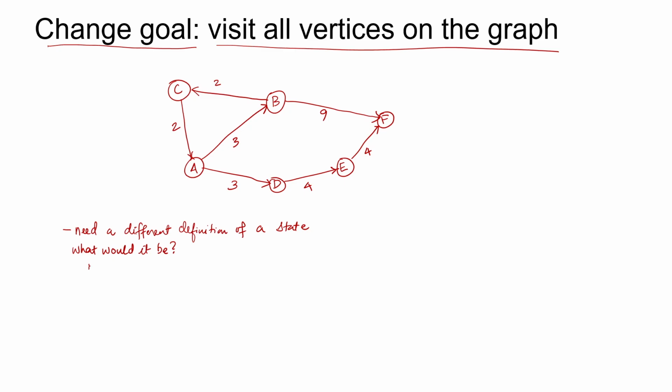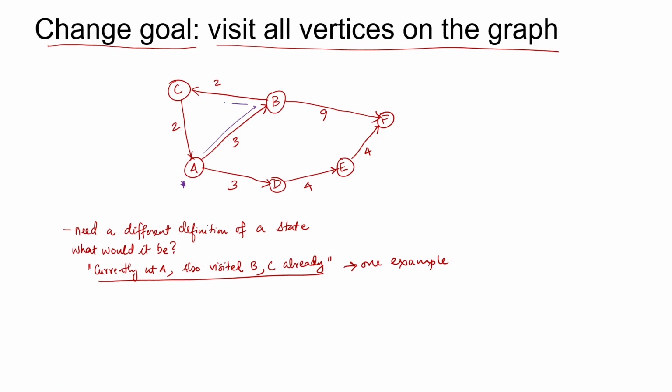We have to say, currently at A, also visited B and C already. Here is one example. You can say currently at A, also visited B and C already. That means currently I am here, but I have already completed this, visited B and C and come back here. So, this is the state we talked about.